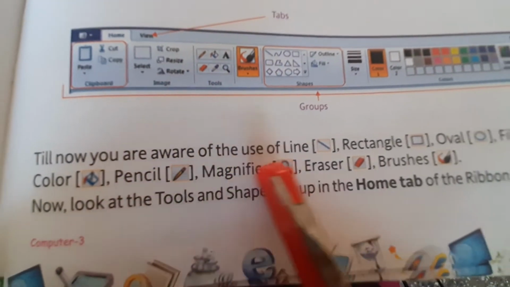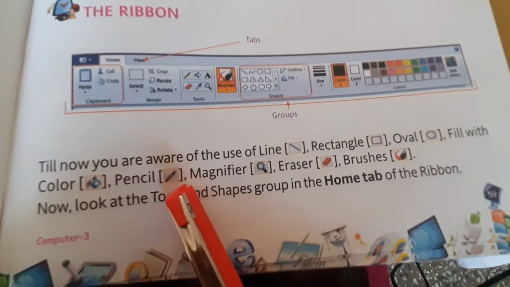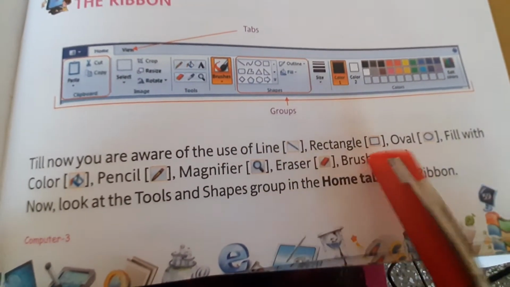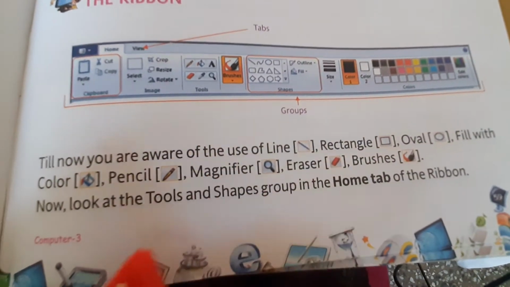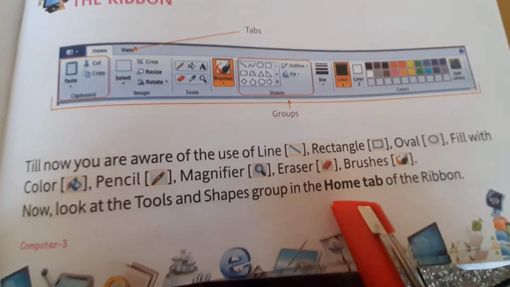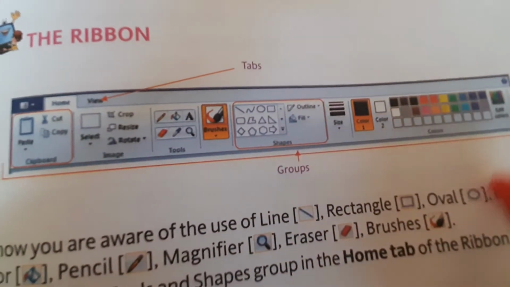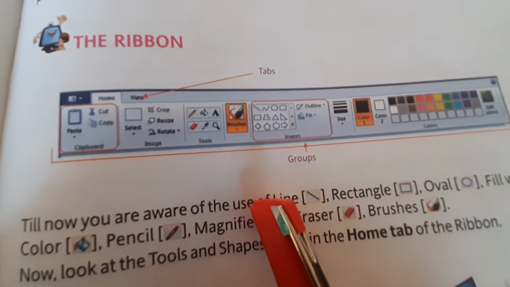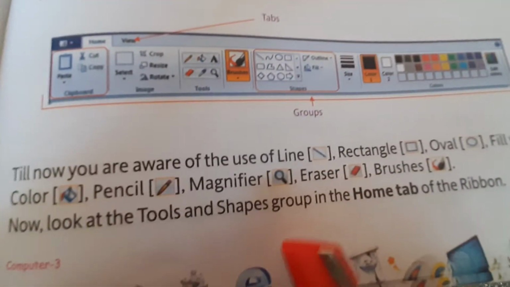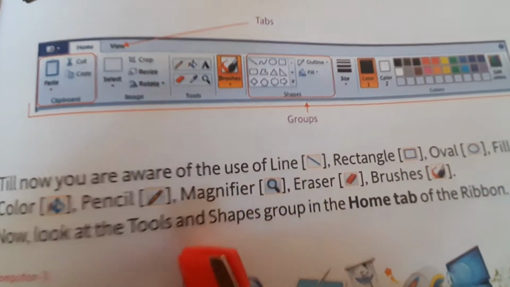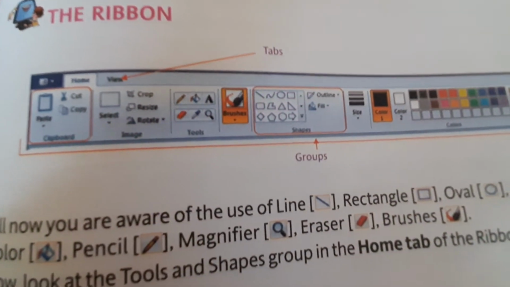Till now, you are aware of the use of line, rectangle, oval, fill with color, pencil, magnifier, eraser and brushes. Now, look at the Tools and Shapes groups in the Home tab of the ribbon. We are going to study different tools other than these which are available in the ribbon, so we will concentrate on the Tools and Shapes groups. Fine, children?